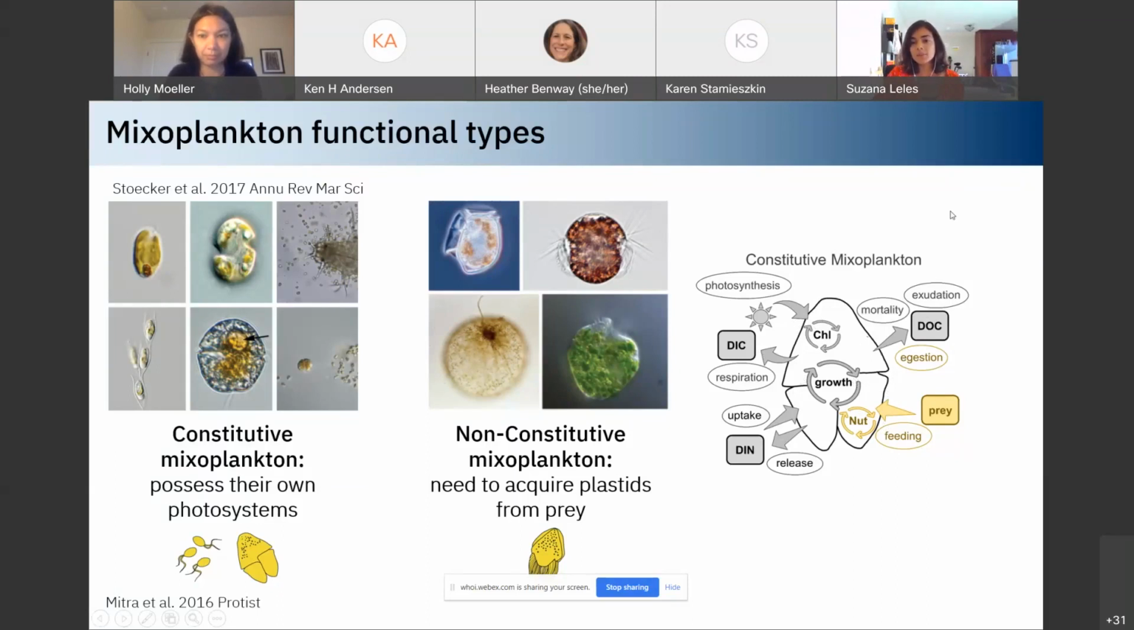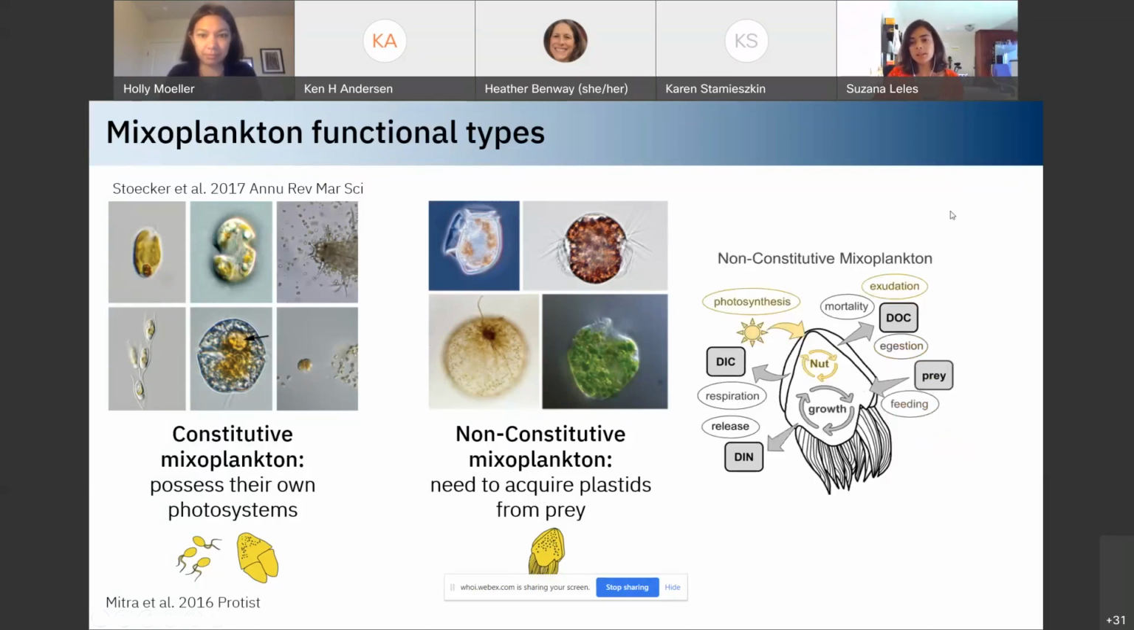And when we think about a non-constitutive mixoplankton, we might start as a strictly heterotrophic cell, but this cell can also acquire plastids from its phototrophic prey and then be able to fix inorganic carbon. So in our model, these organisms are not able to photoacclimate, and also they don't take up inorganic nutrients. And here, feeding is not dependent on phototrophy. So we are mainly representing here mixotrophic oligotrich ciliates.